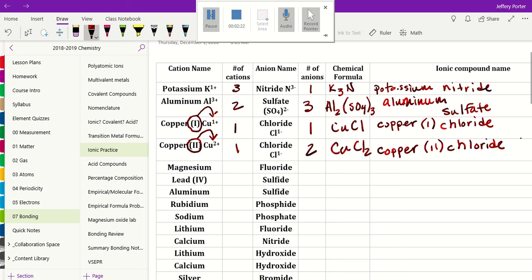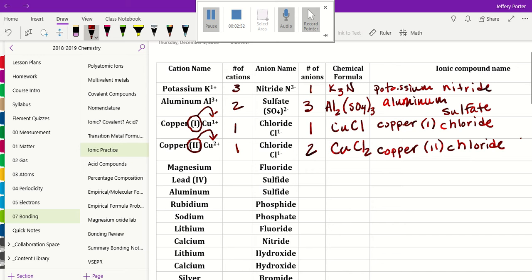What would happen if I took the Roman numerals out of both of those names? It would be the same name. Look at the formulas though. Are the formulas the same? No, I have 2 totally different compounds. So I actually have to include those Roman numerals to indicate which compound I have. Copper 1 chloride indicates +1 for copper. Copper 2 chloride indicates +2 oxidation state for copper.